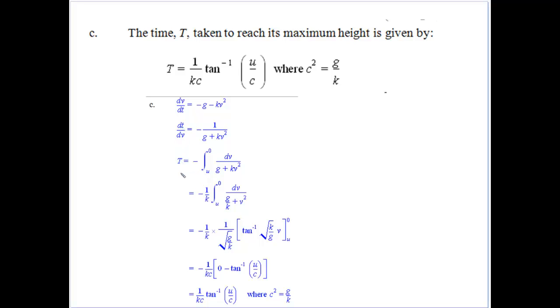So integrating both sides with respect to the variables, we have our dv there. The integral of dt will just give us t. Now, the way we're going to manipulate this one is we know that it starts at u, so the velocity would be u, and then we're going to go to the point where the velocity is 0, because that's where it reaches the maximum height.